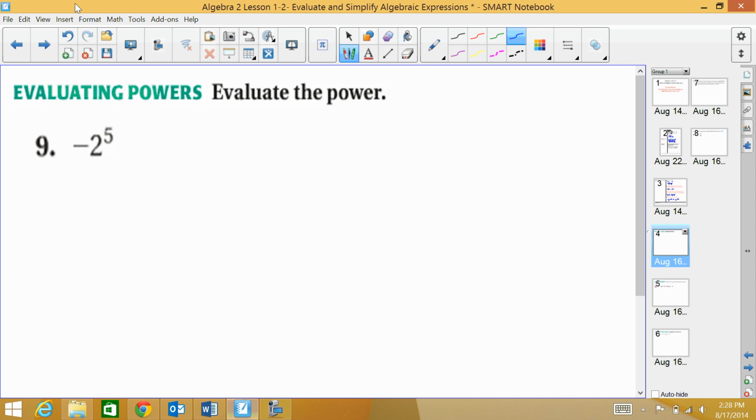All right, here are the practice problems from the homework for section 1-2, in case you need some extra guidance.